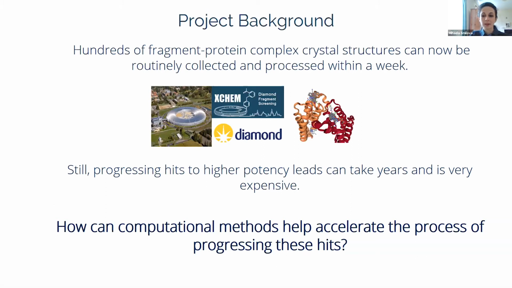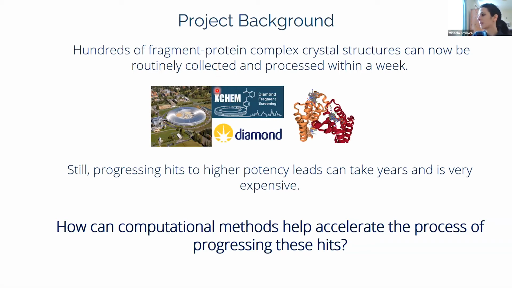So in the past 2 decades, fragment-based drug design has shown to be a powerful tool for developing small molecule drugs and lead compounds. Screening fragments crystallographically can detect even very weakly binding fragments, but was historically unfeasible. But now there are facilities such as XChem at Diamond Light Source near Oxford, which have made the process much more routine. And they can collect hundreds of fragment protein complex structures and process them within a week.